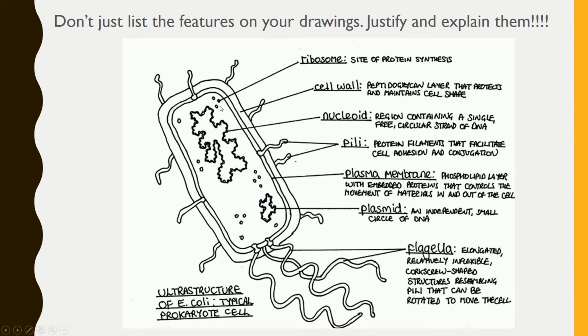Some students in the past have labeled it with numbers 1, 2, 3, 4, 5 down here, and then at the bottom underneath have done a little paragraph blurb about what 1, 2, 3, 4, 5 are, to make it a bit clearer so it doesn't get as messy on the drawing.